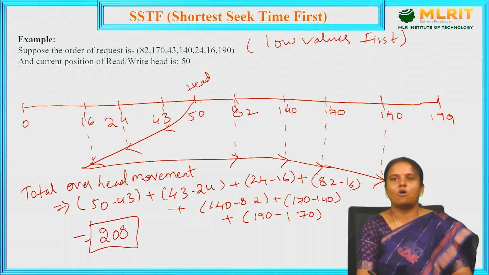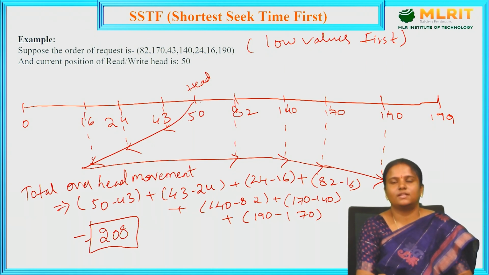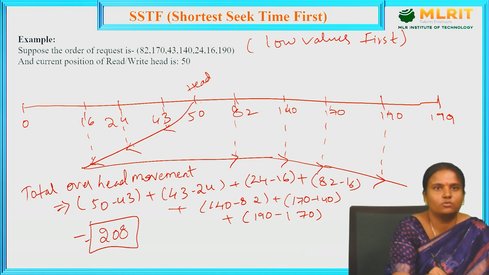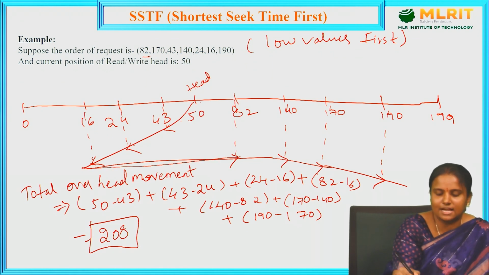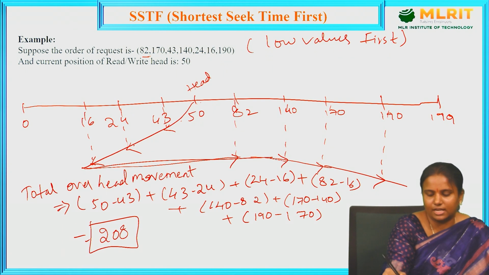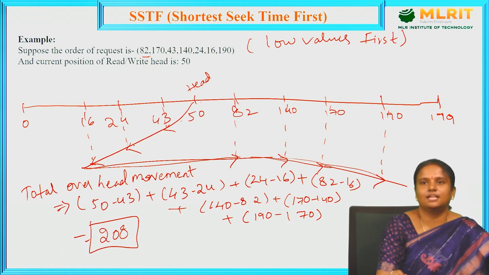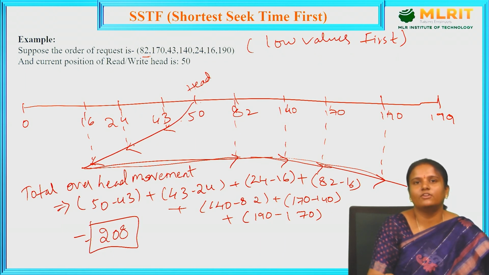This is how we calculate shortest seek time first, where the low values are executed first. The first lowest value is 16, then we place 24 and then 43. After these numbers, the next is 82, so we move the disk to 82. Next 140, then 170, and then 190. Based on the given values, we take the shortest values and place them accordingly. This is how we calculate shortest seek time first in disk scheduling.